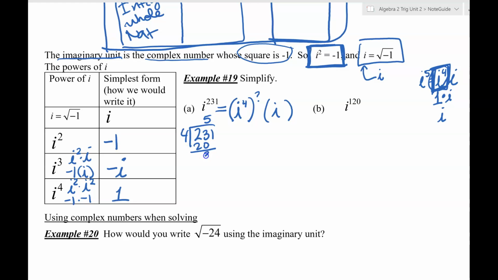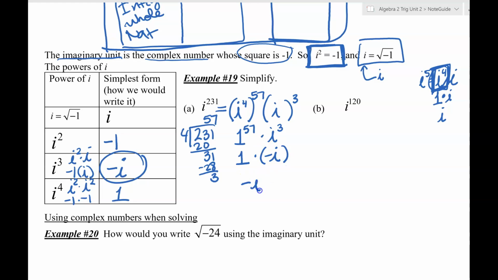I would then get, let me see, I would get 57 with a remainder of 3. So that's telling me there are 57 powers of 4 and then 3 left over. But remember, i to the fourth is 1, and even 1 to the 57th power will remain 1. Then I have this i to the third, but I know that i to the third's equivalent, and the simplest way to write it is -i. And this all just comes down to -i.